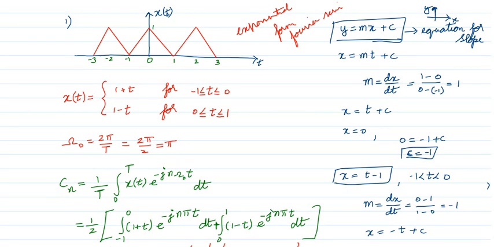First thing we have to write the equation. We know this is the period of the waveform, so it is minus 1 to 1. So in minus 1 to 0, this waveform is a rising slope. Between 0 and 1 time period, it is a falling slope. Okay, we have to write the equation.